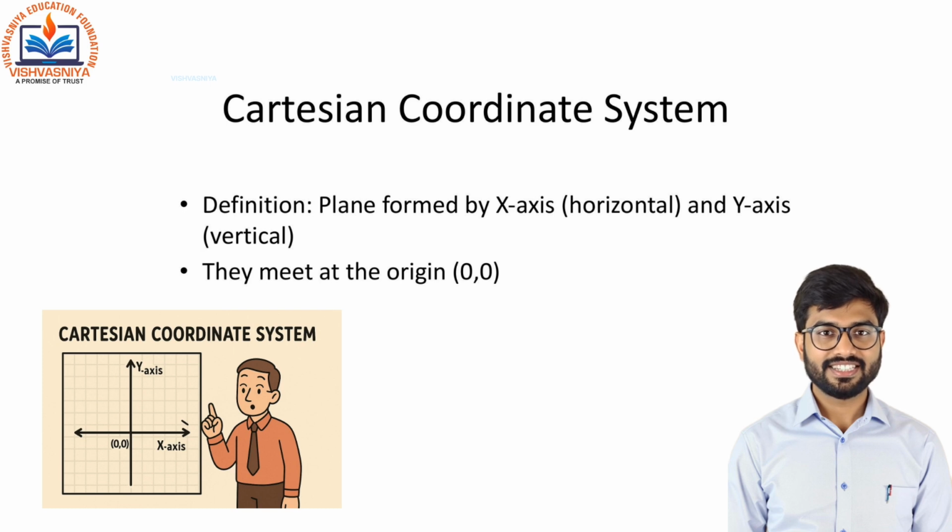Let's start with the Cartesian plane. It is formed by two perpendicular lines. The horizontal line is called the x-axis and the vertical line is called the y-axis. These two lines intersect at a point called the origin, denoted as (0, 0). Every point on this plane is written as an ordered pair in the form (x, y). For example, (3, 2) means move 3 units along the x-axis and 2 units up along the y-axis.